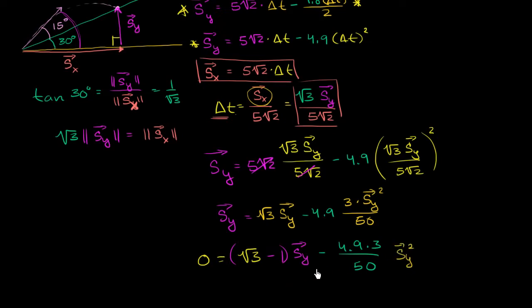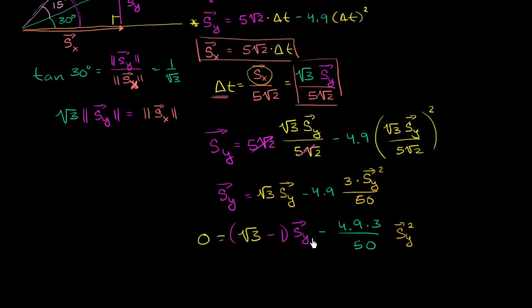squared. And lucky for us, we can just factor out one of these s sub y's, one of these vectors. And so we can get, and I'll just do that in place so that I don't skip too many steps. So this is equal to the square root of 3 minus 1 minus 4.9 times 3 over 50 times one of these, times our vertical component. And then we factored one of those vertical components out.